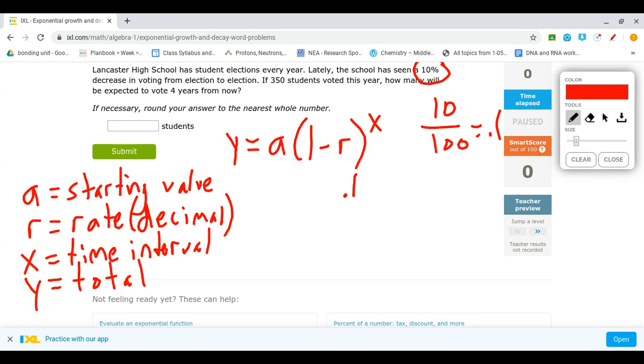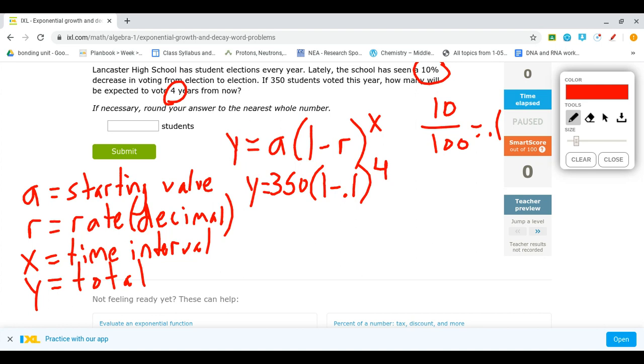It says if 350 students voted last year, well, that was the starting amount or the starting value. That goes in for a. How many will be expected to vote 4 years from now? So how many, meaning how many students, I'm solving for y, carrying down my 1 minus. And for x, it says 4 years from now. So I substitute in 4.